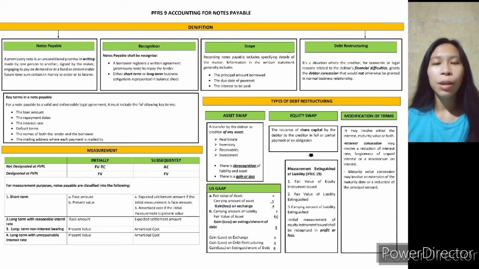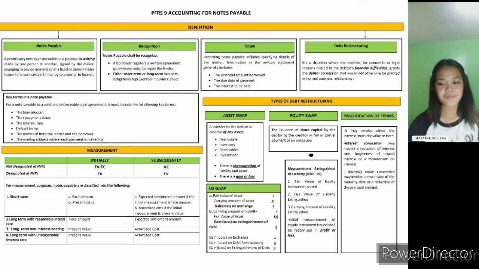If the fair value of the equity instrument issued cannot be reliably measured, the equity instrument shall be measured to reflect the fair value of the financial liability extinguished. And the third is the carrying amount of the liability extinguished. So the difference between the carrying amount of the financial liability and the initial measurement of the equity instrument issued shall be recognized in profit or loss.